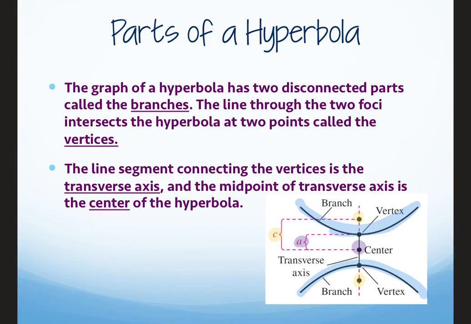you the co-vertices. The line segment connecting the vertices is called the transverse axis. So this is what was formerly known as the major axis. Instead of major, it says transverse. And then the other one, which you're going to see in a second, is called a conjugate axis. So some new vocab terms.